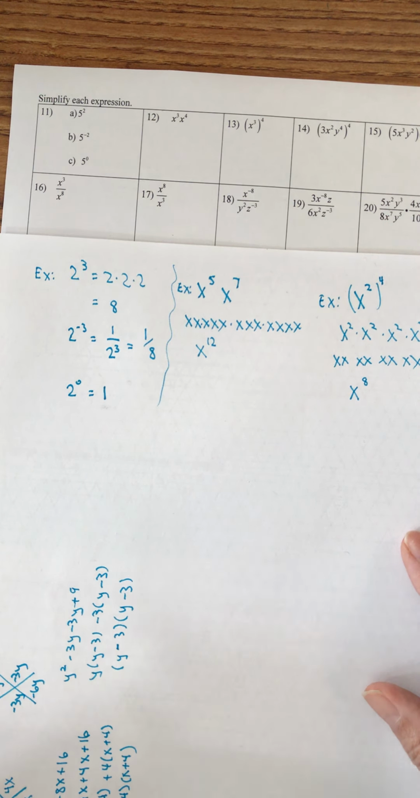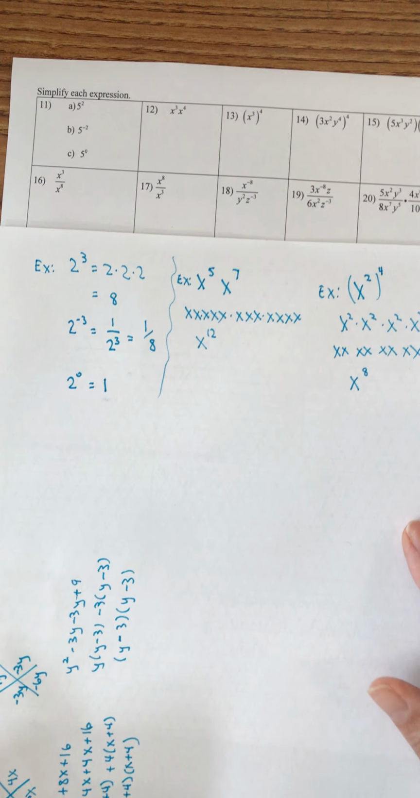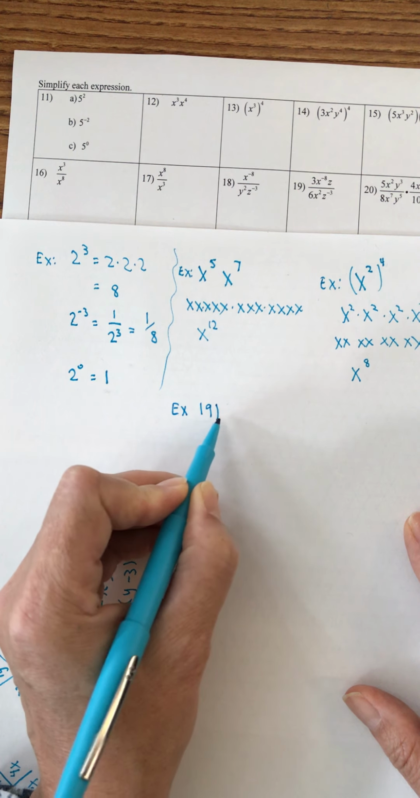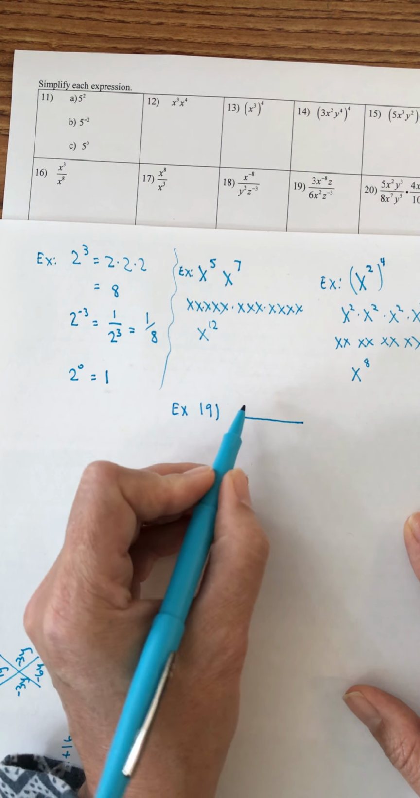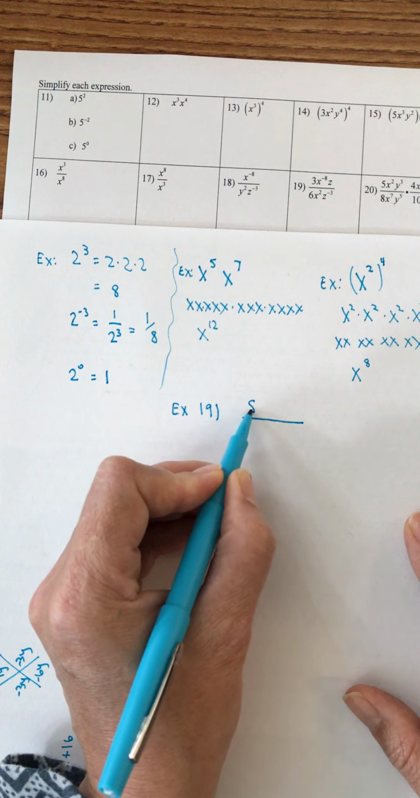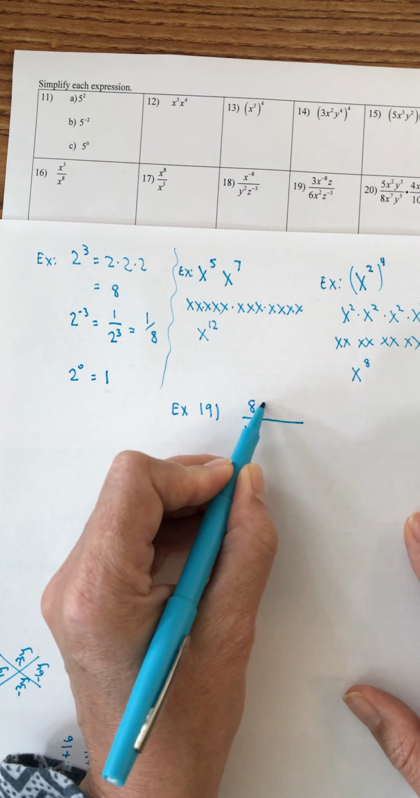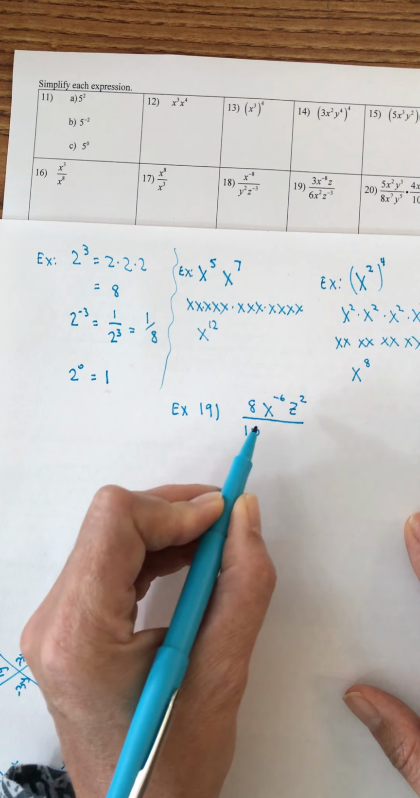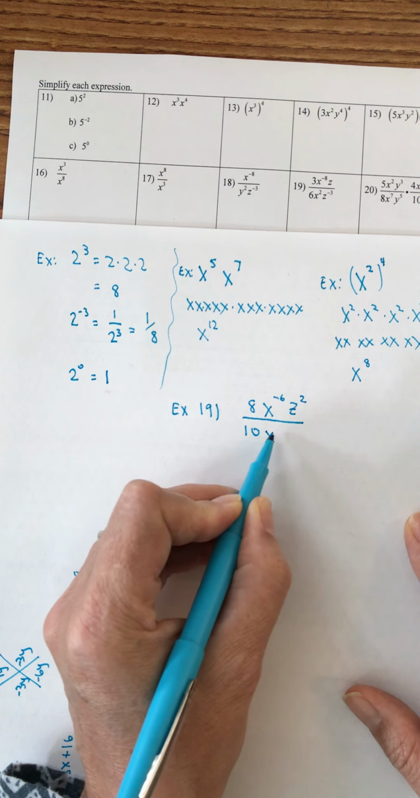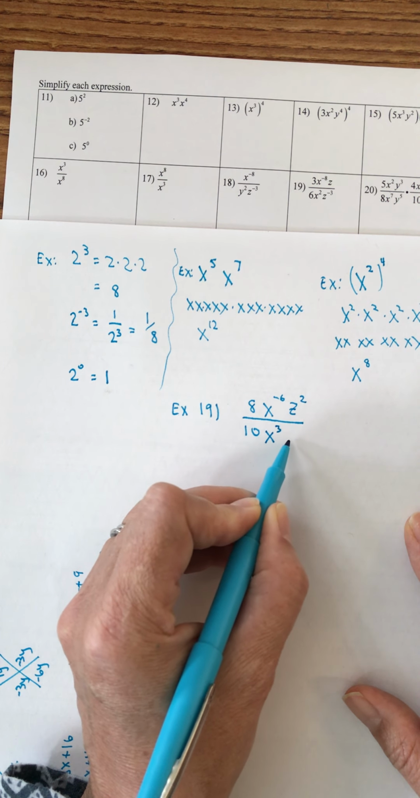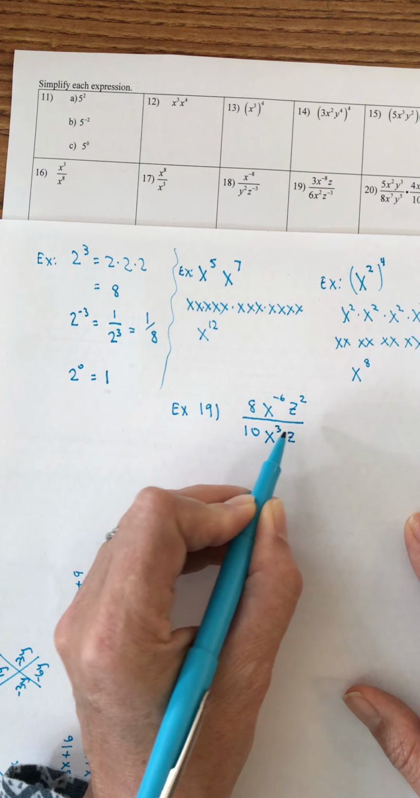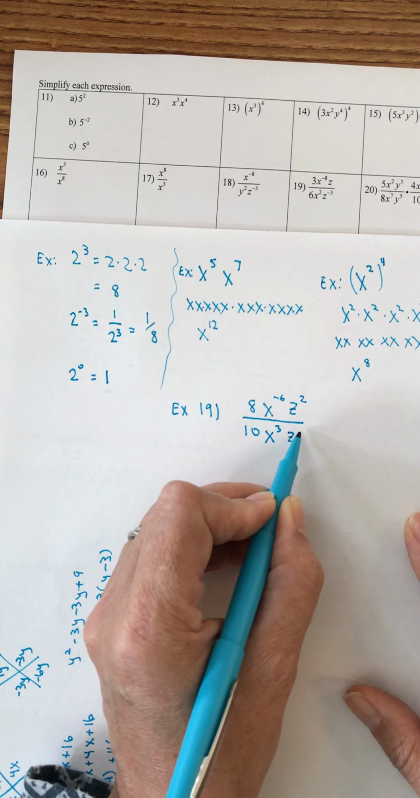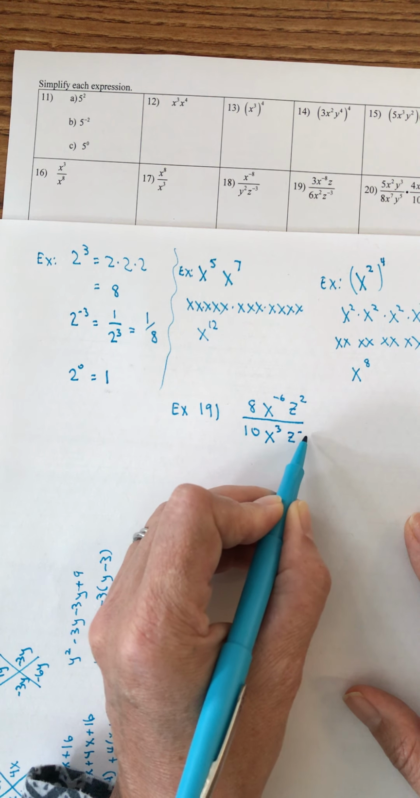Let's do one similar to 19 now. So an example like 19, just make one up. It would be like, say, 8 over 10, x to the negative 6, z squared, over x to the third, z to the negative 5.